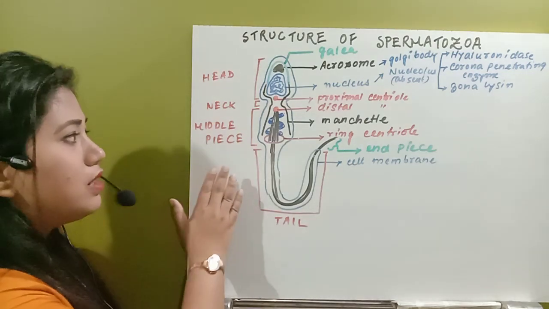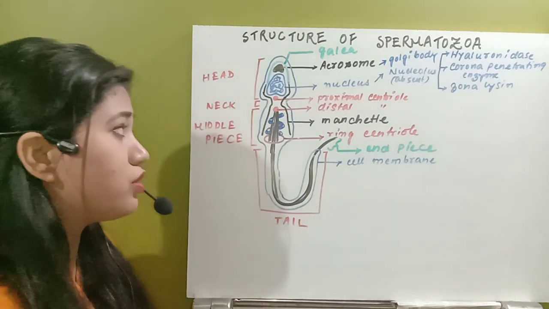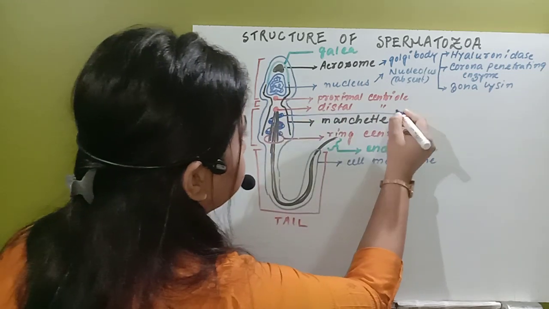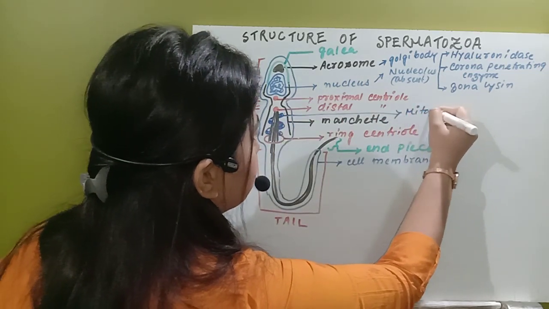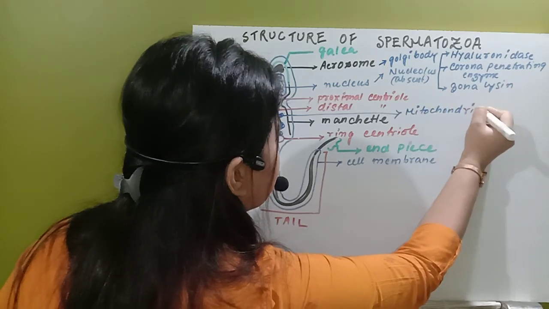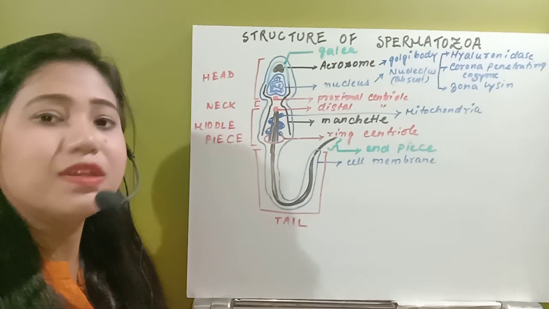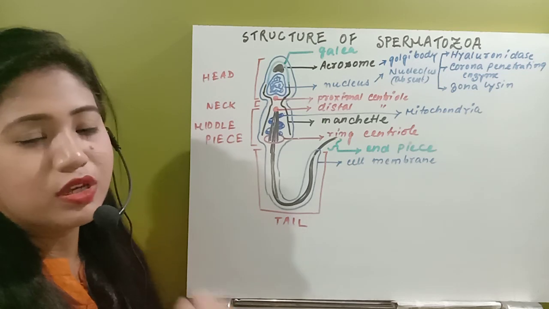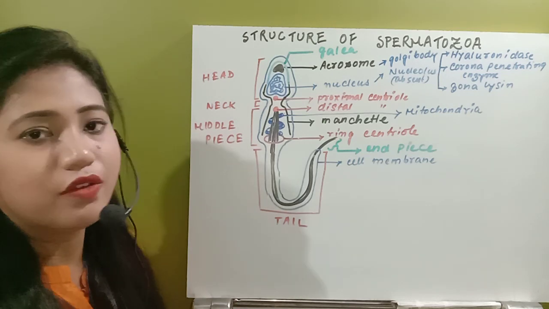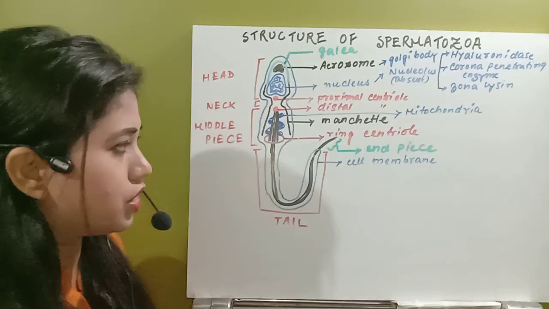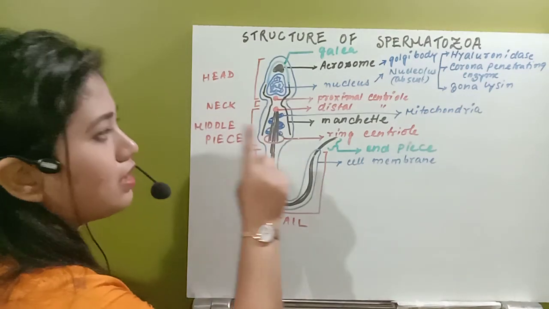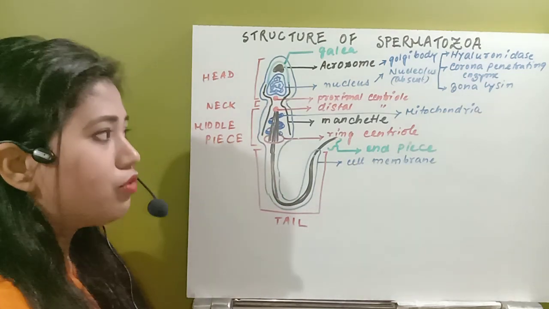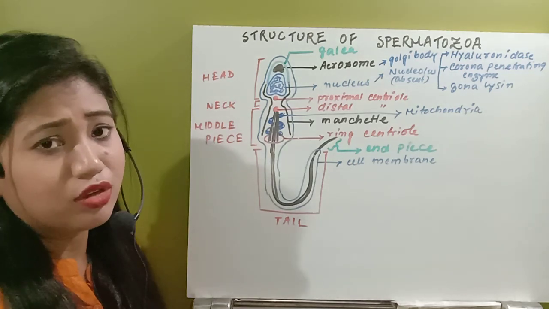Now just see, in the middle piece we have one very important structure, the mitochondria. I have not labeled it, so this is the mitochondria. This mitochondria is the energy source, meaning it gives the ATP or required energy so that the spermatozoa can swim upward from the region of the cervix to the site of fertilization, which is the ampullary isthmic region. That mitochondria spirally coils around this axial filament, which is formed from this distal centriole. Now this mitochondria has different names or terms.